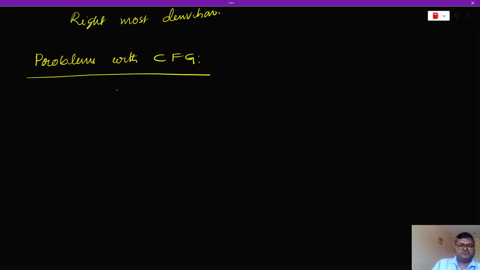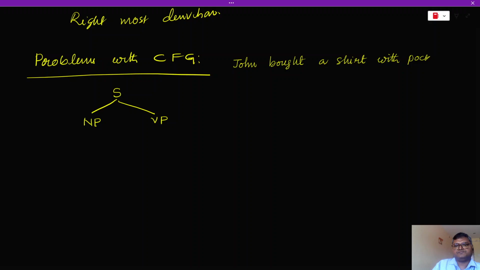So first I will start to form a tree. Sentence, and I write noun phrase and verb phrase. And what is our input? John bought a shirt with pockets. With pockets. So let me expand this noun phrase and verb phrase.